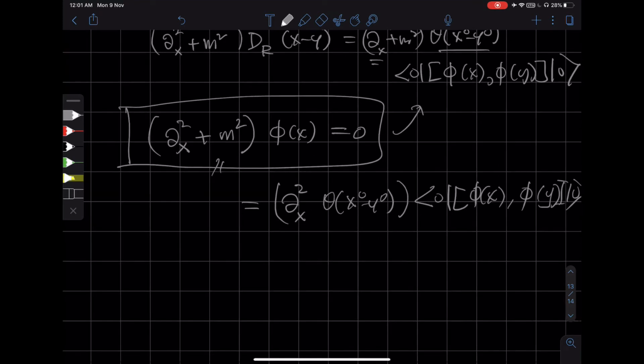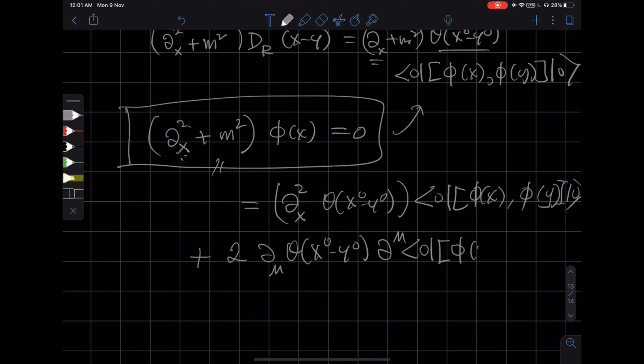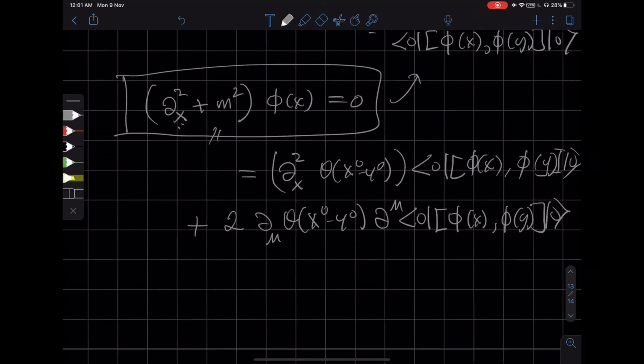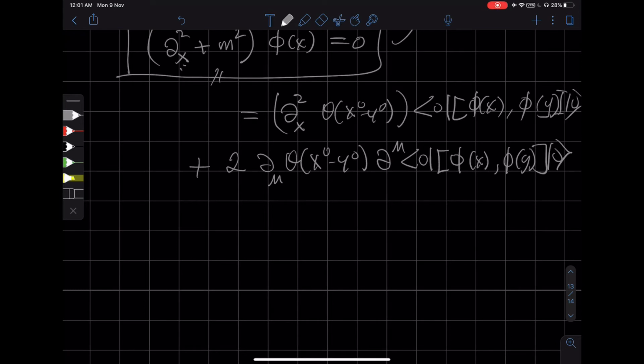And then we'll have a term where one of the del acts on the theta function and one of the del acts on the commutator. And there'll be two of those terms, so we'll have a factor of 2 here. And then we'll have del mu acting on theta of x0 minus y0, contracted with del mu upstairs acting on the vacuum expectation value of the commutator of phi of x, phi of y. So now what we see is that this thing only depends on x0 and not on x1, x2, and x3.